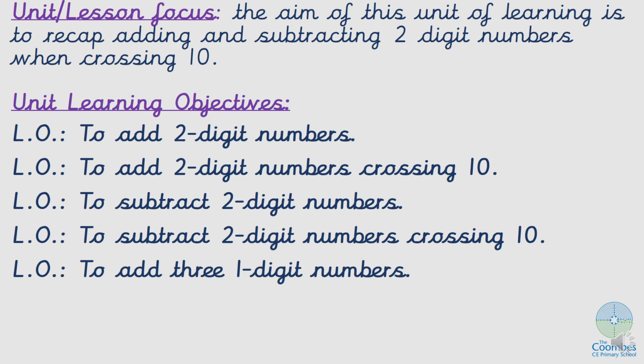So on day 1, we're going to be adding two-digit numbers. Then we're going to be adding two-digit numbers that cross the tens barrier. Then we're going to be subtracting two-digit numbers, then subtracting two-digit numbers that cross the tens barrier, and then adding three one-digit numbers together.